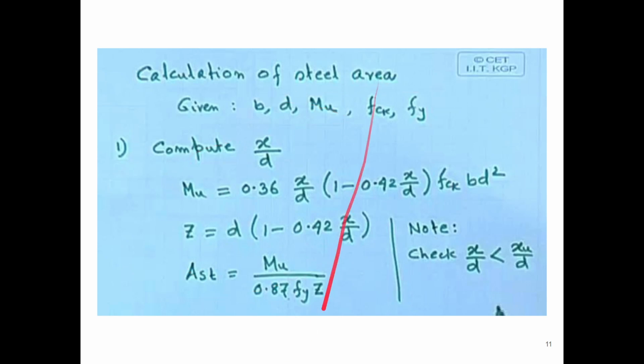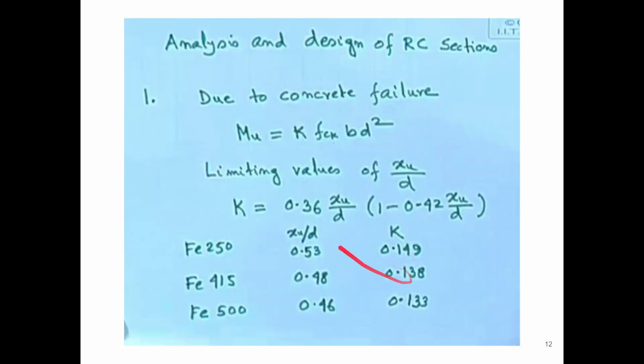For finding the steel area, we can use the equation used for calculating the moment carrying capacity from the tension side, which is Mu equal to 0.87 fy ast into z. Using this equation, we will be able to calculate the AST value, that is, if b, d, Mu, fck and fy values are given. Here we will check whether x by d is less than xu by d. This is the condition for an under reinforced section.